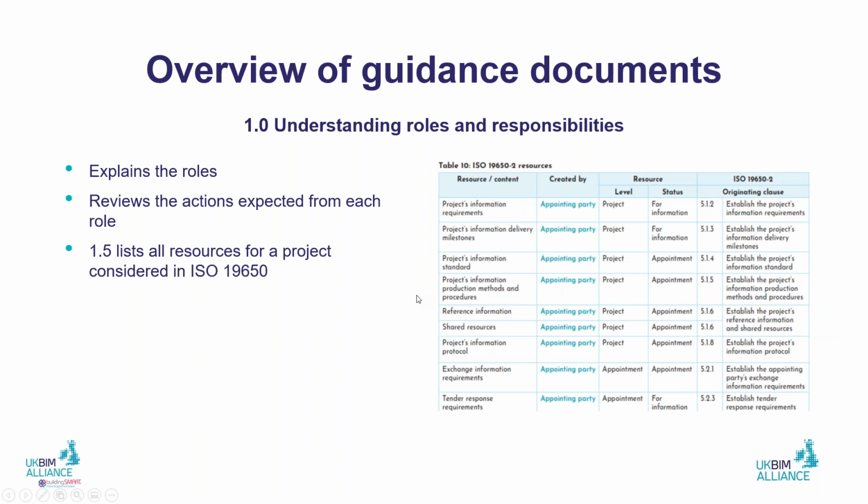Section 1.5 is one of the really useful ones as far as I'm concerned, and that gives a table of all of the resources that a project needs to consider that are listed in ISO 19650. And you'll see here from the slide, it lists the actual information that's required, who it's actually created by, whether it's a project level or appointment level, the status of that information that goes out, and crucially, the clause that it relates back to, so that you can actually go and check up on exactly what is expected of you of that.